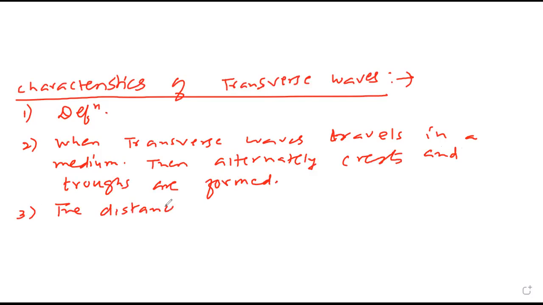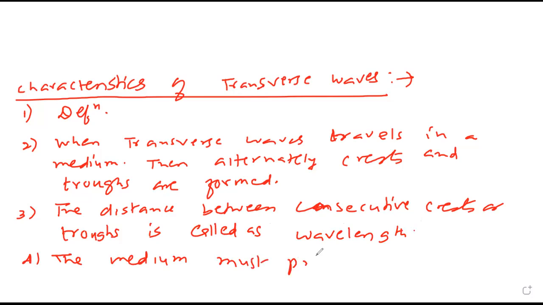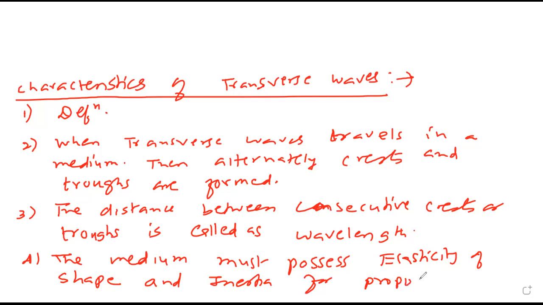Third, the distance between consecutive crests or troughs is called wavelength. Fourth, the medium must possess elasticity of shape, because a crest becomes a trough, again regains and becomes a crest. So it possesses elasticity of shape and inertia for propagation of transverse wave. Right, four points.